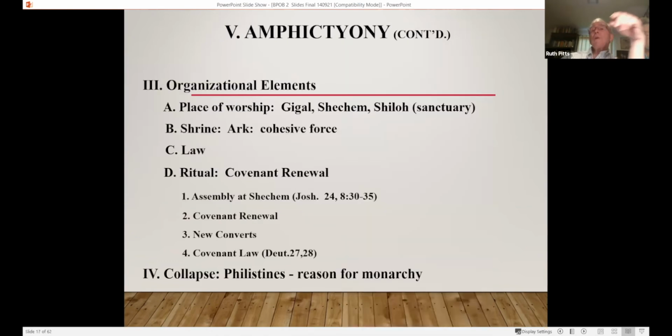Organizational elements. These people had the ark at Gilgal, at Shechem, at Shiloh, and of course the tabernacle covering that as well. But the main point was to know where God is located. And the ark, these people understood to be a kind of throne on which God rested. So that's the cohesive force in this amphictyony, the religion. They shared the law, as I said.